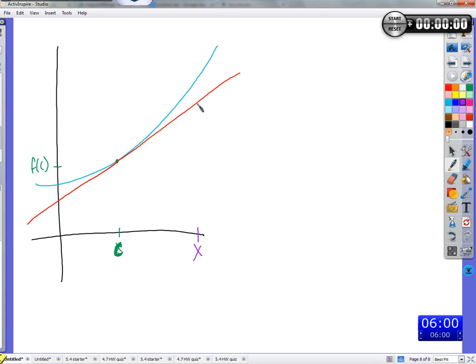Okay, so we have two things. We have y, the value of the tangent line at x. And we have, here we'll call it, f of x.